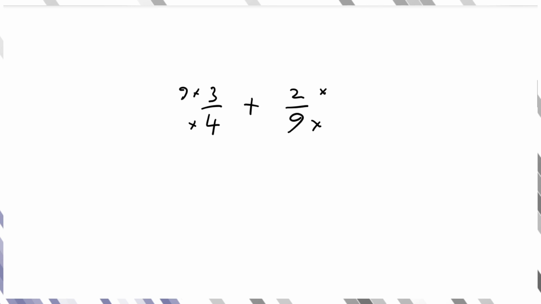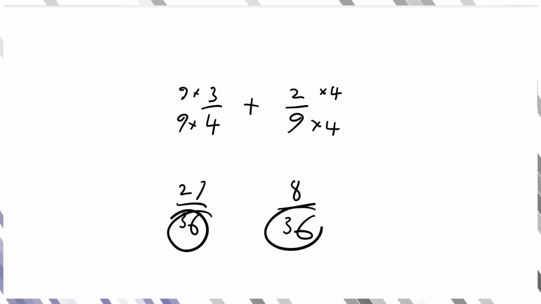So 9 times 3, 9 times 4. And then the top and the bottom number of this fraction, we're going to times by the denominator of the other fraction, the 4. So 2 times 4, 9 times 4. Okay, that's the complicated bit. After that, it's really easy. 9 3s are 27, 9 4s are 36. So that means 3/4 is exactly the same as 27/36. 2 times 4 is 8. 9 times 4 is 36. And at this point, we can tell we've got common denominators. They're both 36. And we were adding them together, so we'll keep that plus sign in the middle.